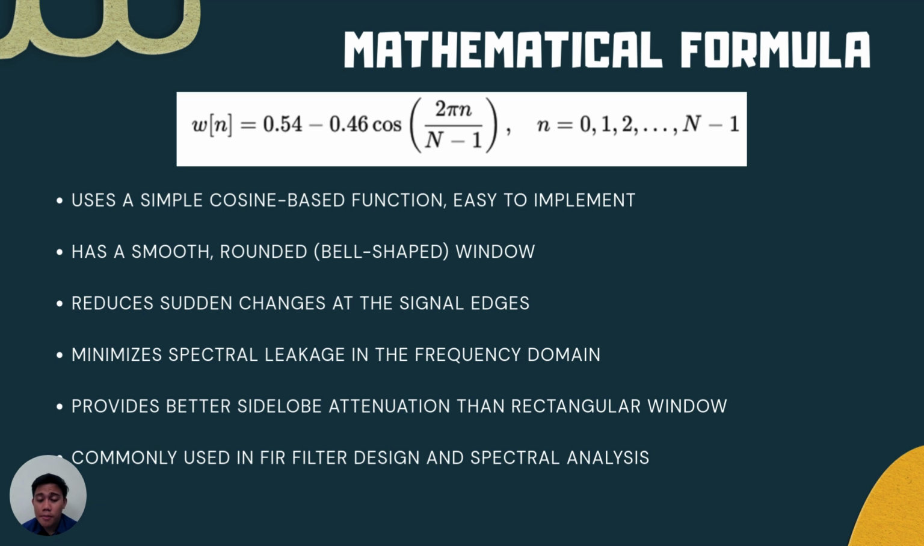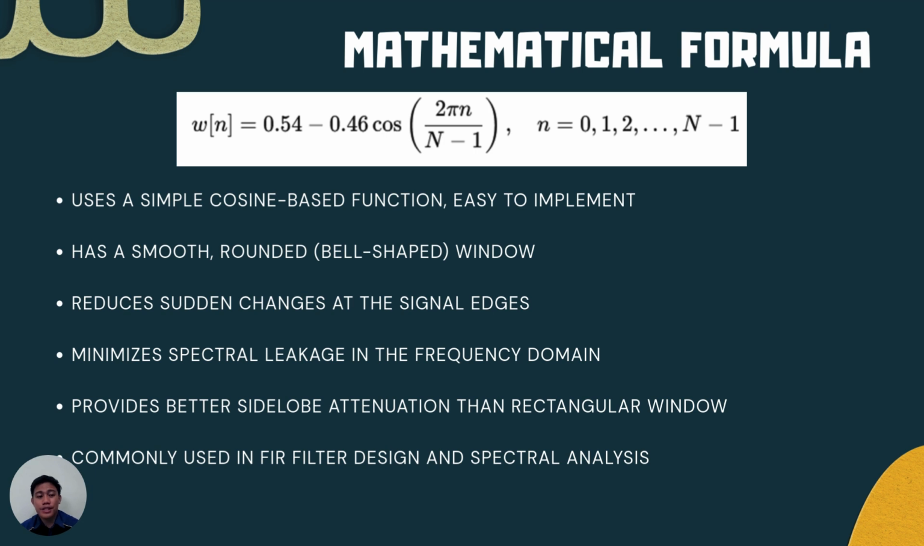So the mathematical formula is w(n) = 0.54 minus 0.46 cos(2 pi n over N minus 1), where n is from 0 to N minus 1. We have 6 points.